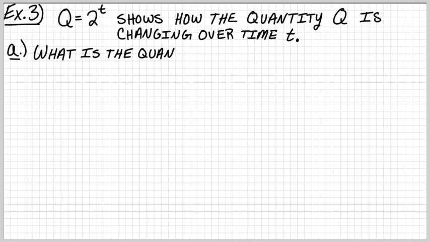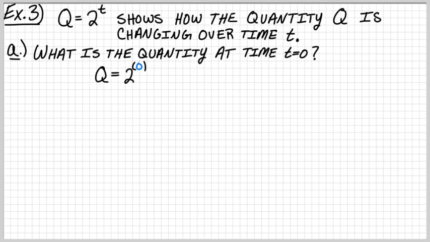First one, part A. What's the quantity at time t equals 0? Well, that should be pretty simple. You take this equation, you plug 0 in for t, right? So 2 to the 0, we know anything to the 0 power is just 1. So that would be like the y-intercept on the graph. But we can say the quantity Q sub 0, or Q naught, equals 1. So that's a little bit newer notation. Q sub 0, that's like Q at time 0 equals 1. It's also like the y-intercept.